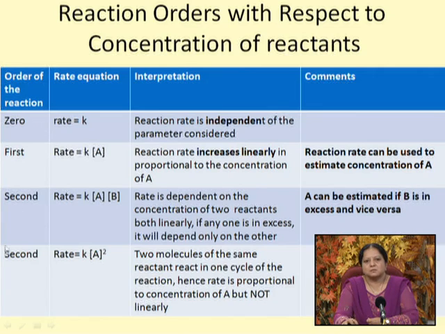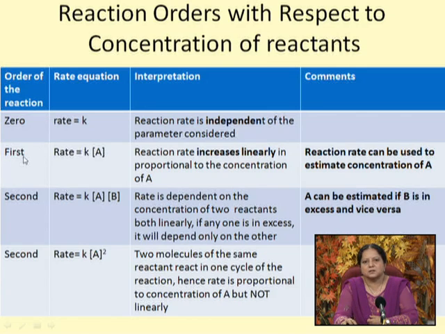Now here are some different types of reaction orders based on how they are dependent on the reactant concentration. So a zero order reaction has a rate equation where the rate is equal to K. K is a rate constant, and the reaction we see is independent of the concentration of any of the reactants. So that is a zero order reaction where the reaction becomes completely independent. Even if you add a large amount of reactants, it does not affect the rate.